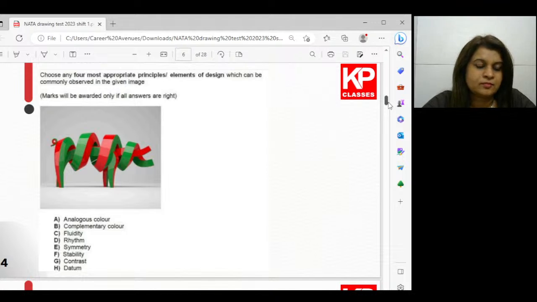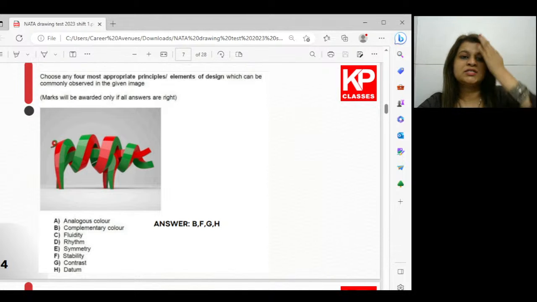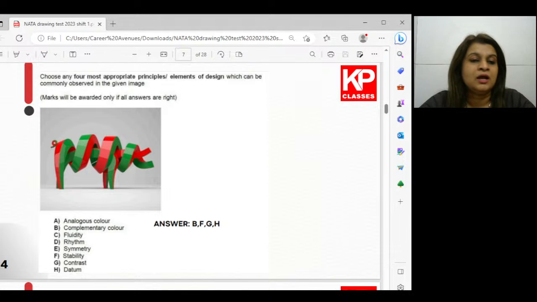So the options are again analogous color, complementary color, fluidity, rhythm, symmetry, stability, contrast, and datum. Okay, so let's look at the answers. So the first thing is again, in the first image, we had seen the color scheme was analogous, right? But right now, this is not analogous. This is what? This is complementary.